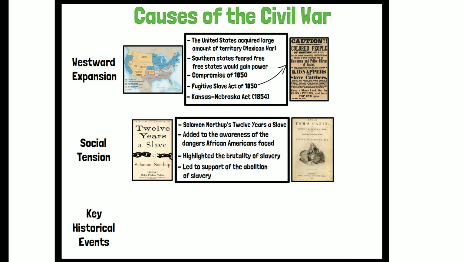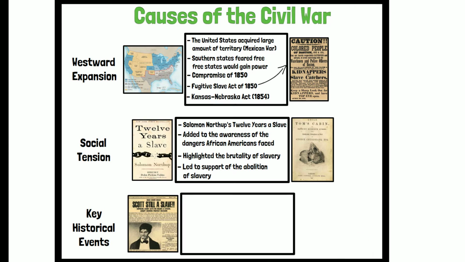Additionally, there were a number of events that escalated the debate over slavery. In 1857, a slave named Dred Scott sued for his freedom under the argument that he had traveled to a free state and that his presence in a free state legally ended his bondage. The Supreme Court ruled against him, and they also added that no person of African descent was considered a citizen as recognized by the U.S. Constitution.